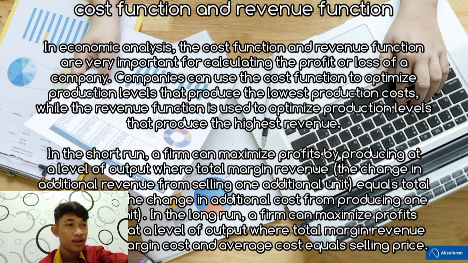In the short run, a firm can maximize profits by producing at a level of output where total marginal revenue, the change in additional revenue from selling an additional unit, equals total marginal cost, the change in additional cost from producing one additional unit, and where average cost equals selling price.